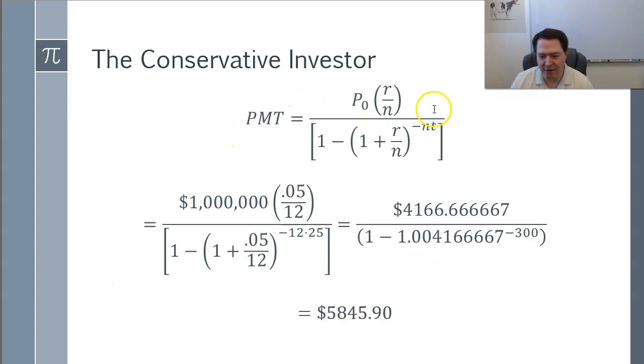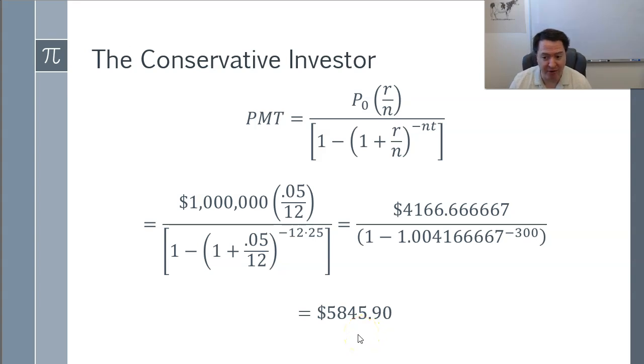All right, so I start with that formula for a payout annuity where I'm solving for payments, and we just put in 1 million for the principal, 0.05 for our APR, 12 for the number of withdrawals per year, and 25 for the number of years that we're going to be doing this. As usual, I'm keeping every single decimal place my calculator will let me. And as I do this calculation, I come out with $5,845.90 per month.